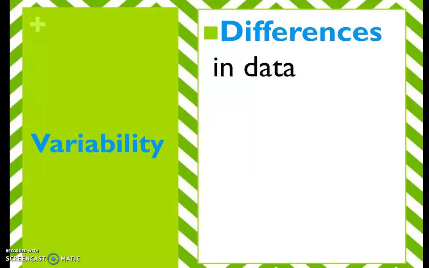The next we're going to look at is variability. Variability means differences in data. When you look at the word variability, there is a root word there, vary or variety. Anytime we're talking about a variety or if we're talking about how much something varies, we're talking about how it is different than something else. When we talk about variability in a data set, we're just talking about the differences in the data.